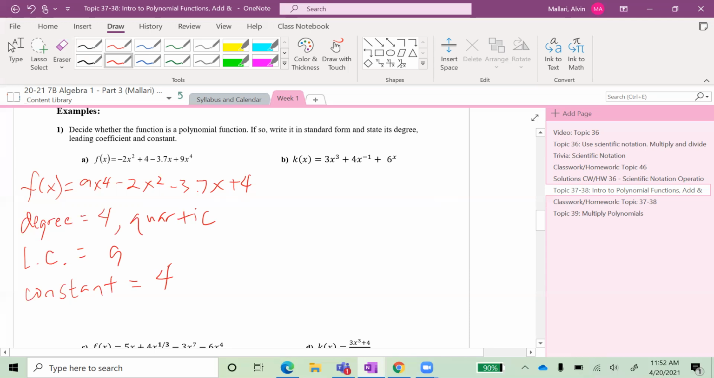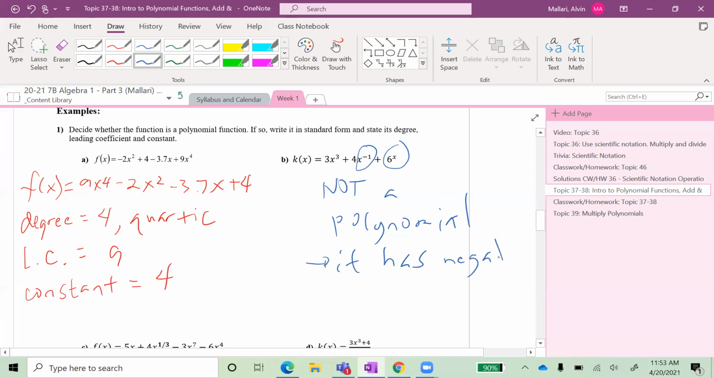Okay. Now, this one has a negative exponent and a variable exponent. So that tells us that this is not a polynomial. All right. Why? Because it has a negative exponent and also has a variable exponent.